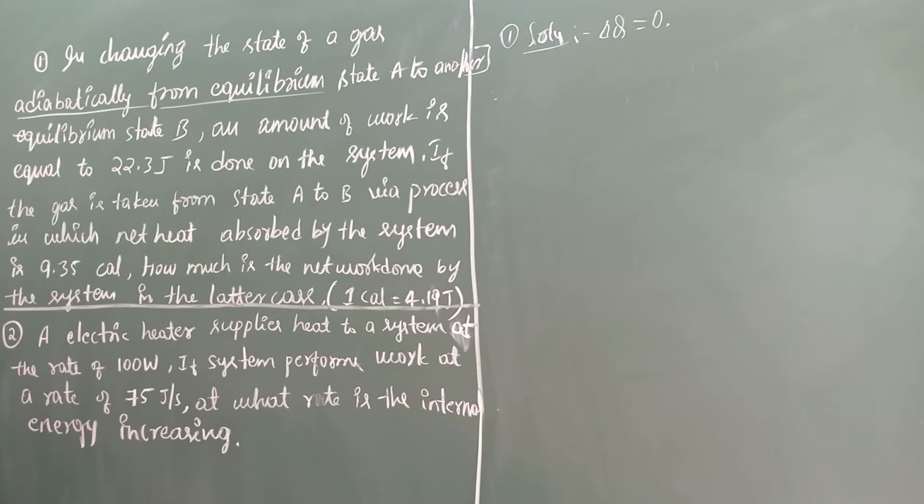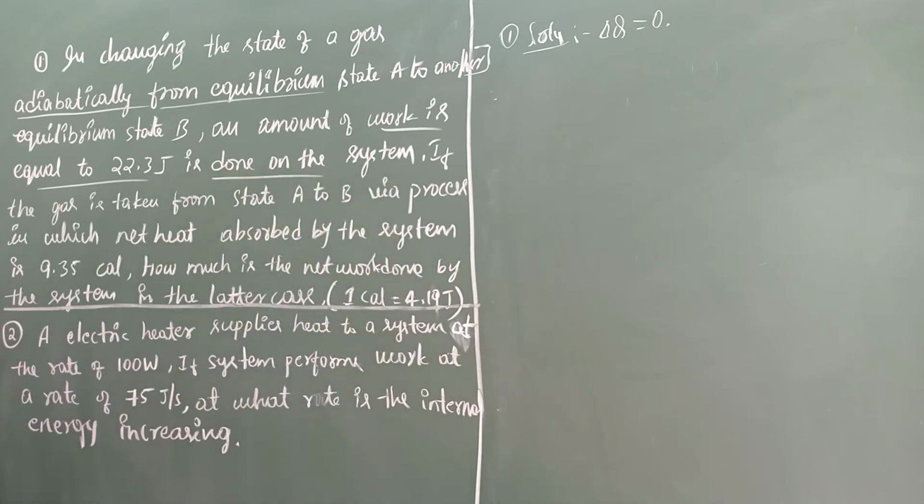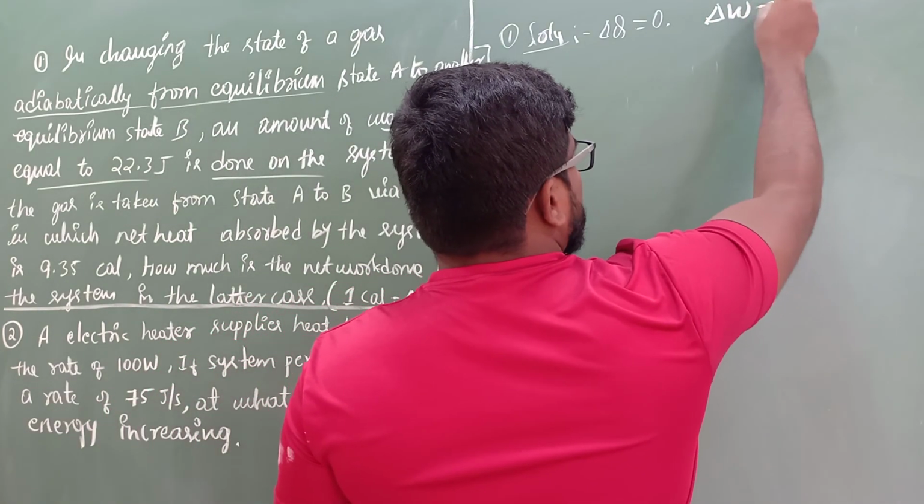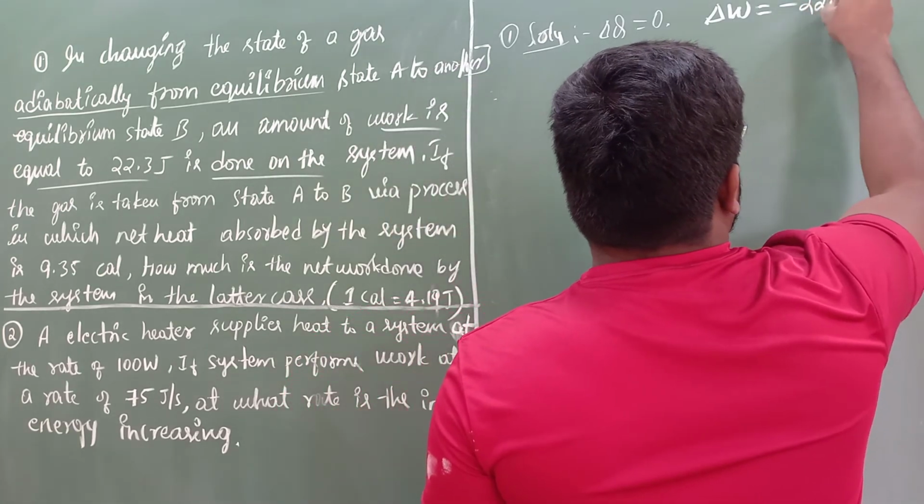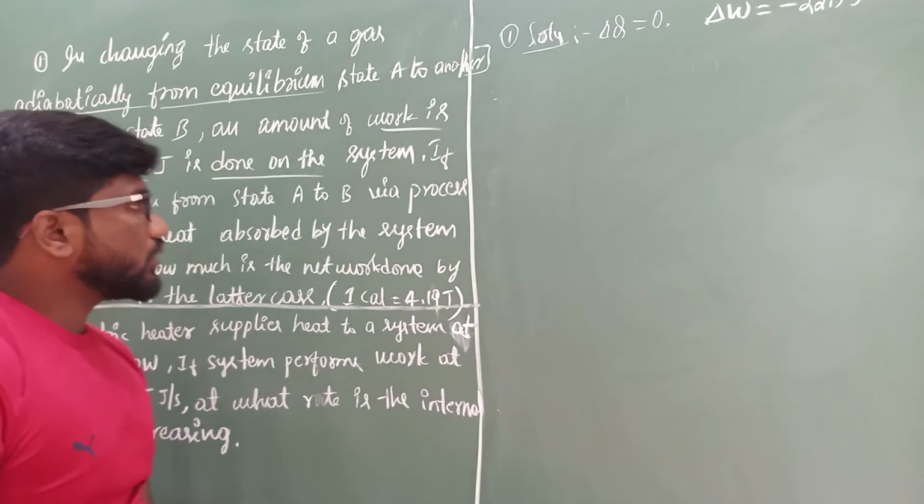Next, continue. The amount of work equal to 22.3 joules is done on the system. Work done on the system means it is negative, correct? So delta W is equal to minus 22.3 joules.